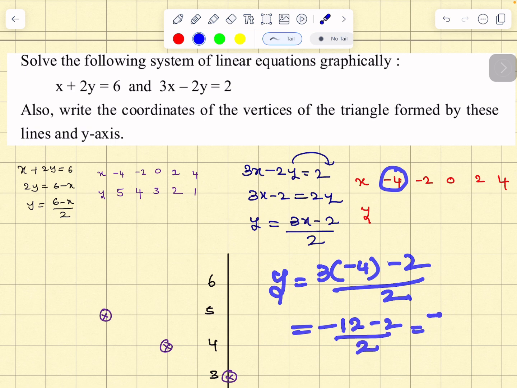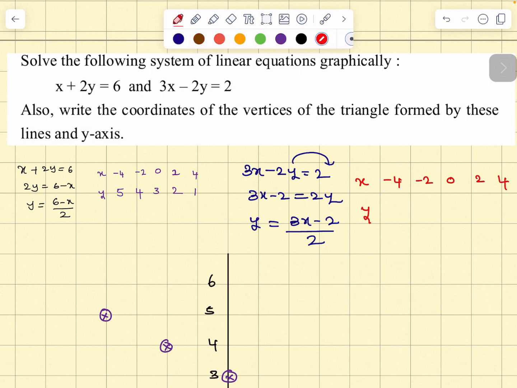How much is it? -14 by 2, which is equal to -7. Okay, when x value is -4, what is the y value? That is -7. Similarly, when the x value is -2, so 3 into -2 minus 2 by 2.